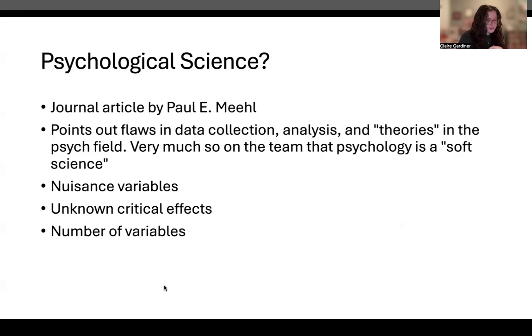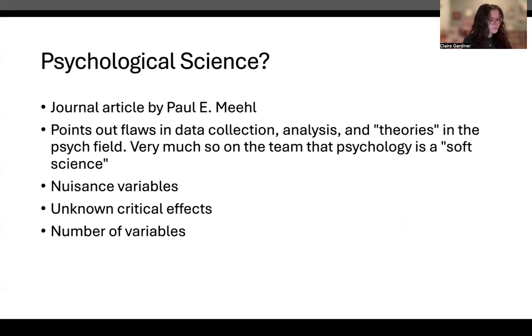So this leads me to talking about the article. In the article by, I'm going to butcher his name, but Paul Meehl, I think that's right, he brings up a lot of good critiques and issues in the field of psychology. And for this, I'll focus on three points that he made about nuisance variables, unknown critical effects, and number of variables.